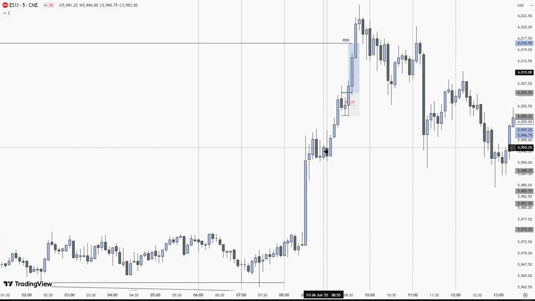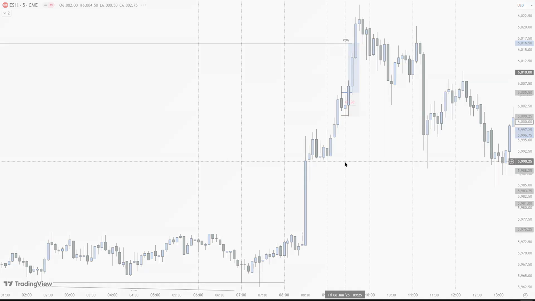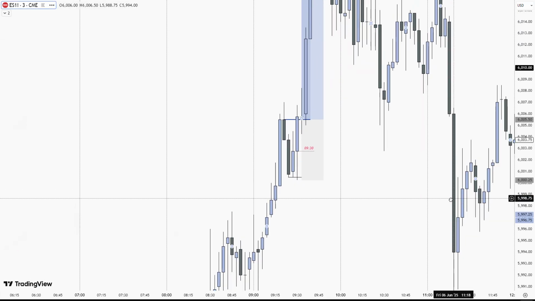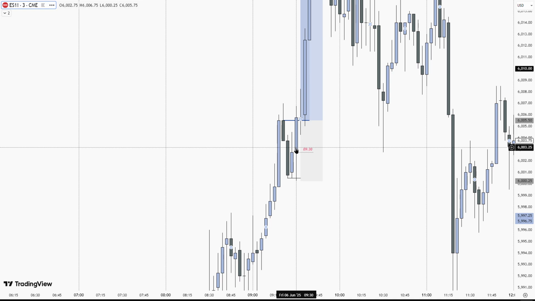I wouldn't touch anything in here. This one is okay-ish, but not that great. It is better on M3. M3 is better. You can see that 9:30 is right here, correct? Another driver. So opposing run.